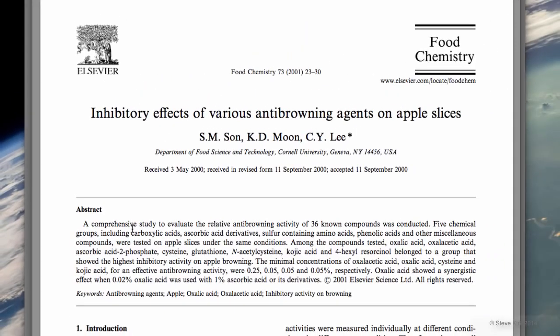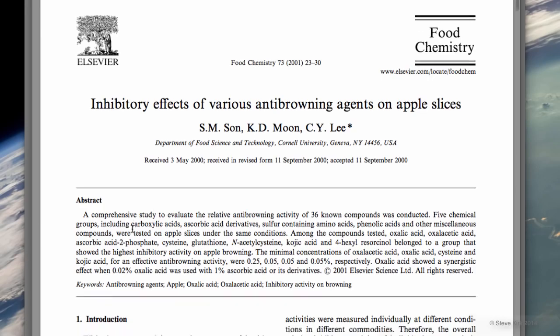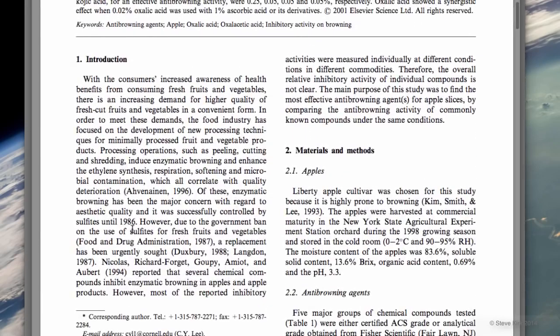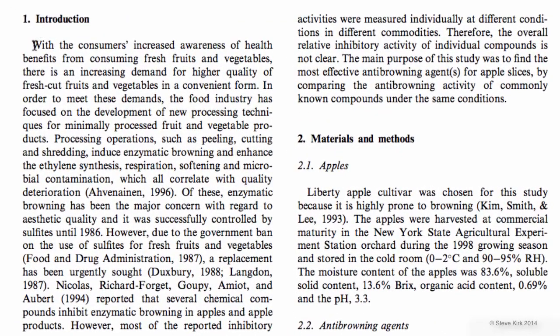Okay, here's another paper. This is the one on anti-browning agents on apple slices. And here's the introduction. Okay, we start here reviewing what we know about this topic. "With the consumer's increased awareness of health benefits, there is an increasing demand for higher quality." Okay, that's true. This is kind of reviewing not a particular company, but the food industry in general has focused on the development of new processing techniques.